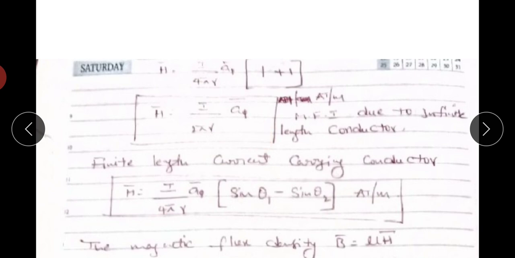So this is the expression of magnetic field intensity due to infinite length current carrying conductor. For a finite length current carrying conductor, in the previous derivation, in place of minus pi by 2 substitute theta 1, in place of pi by 2 substitute theta 2. Then we get the finite current carrying conductor magnetic field intensity expression. So H bar equals to I by 4 pi R into A pi bar, sin theta 1 minus sin theta 2. Units are ampere turns per meter.